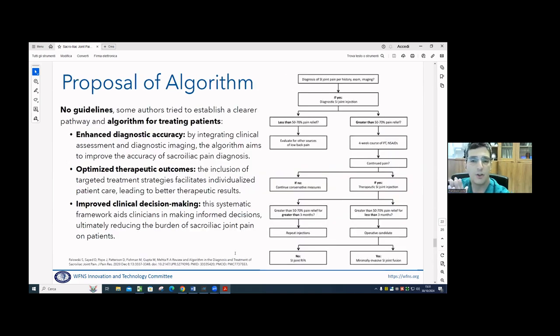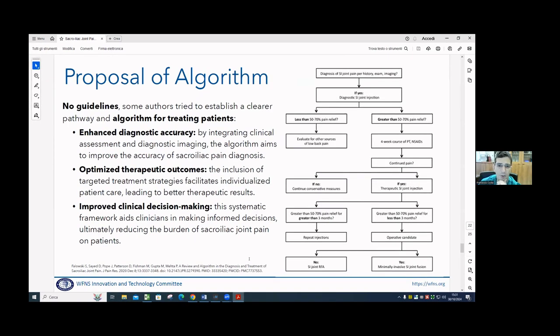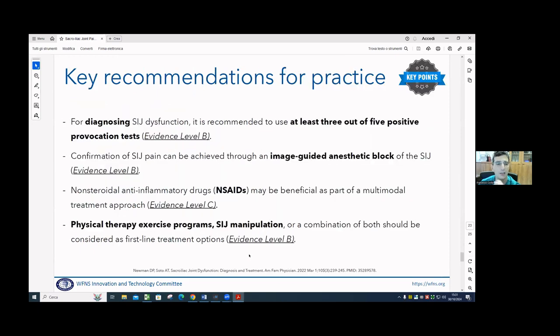Regarding an algorithm, in this paper proposed by Palowski, they propose an algorithm for diagnosis and treatment that helps in this differential diagnosis and with the timing of the conservative treatment, and then you can proceed according to this algorithm in order to have improved clinical decision making. So there are also others, but this seems the easiest and well conducted.